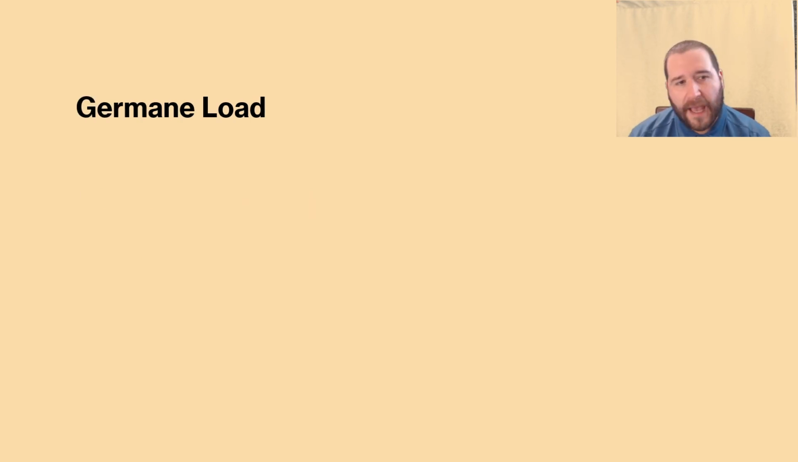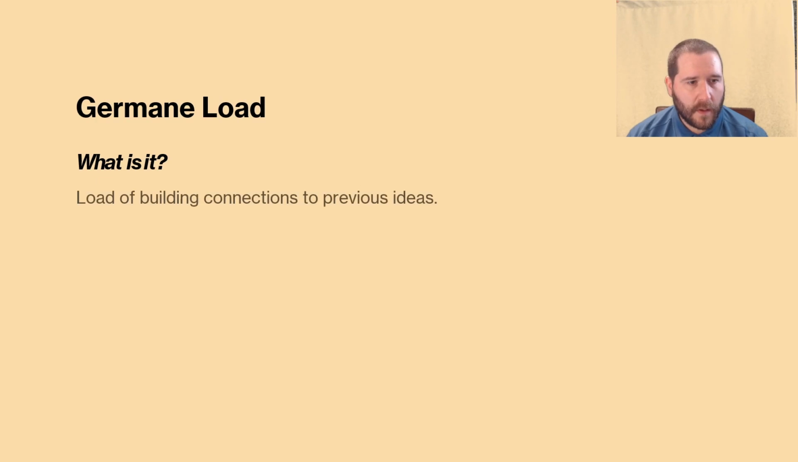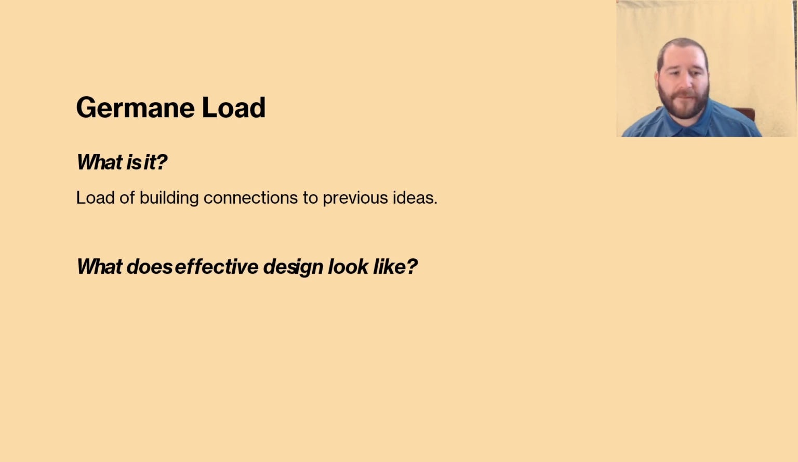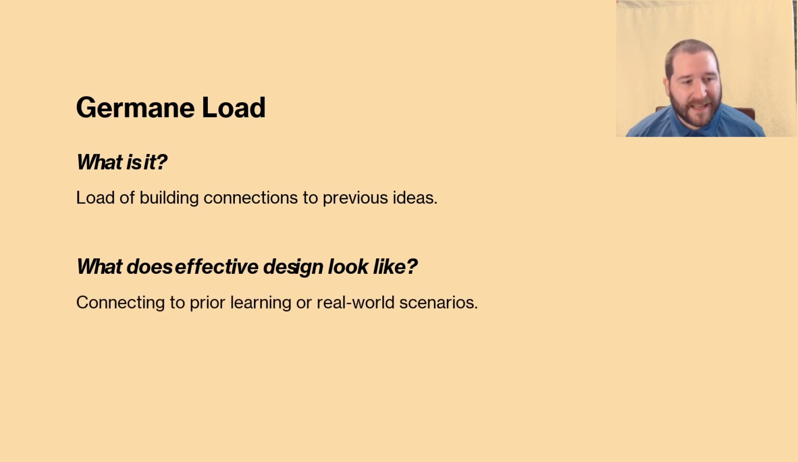And last up we have germane cognitive load, which is the cognitive load tied to building connections to previous ideas. This is the information processing step where we're encoding our information. We have it in our working memory. We want to tie it to a previous idea to cement it into that long-term memory. That is germane load. Effective design is going to connect learning to prior learning or to real-world scenarios, right?